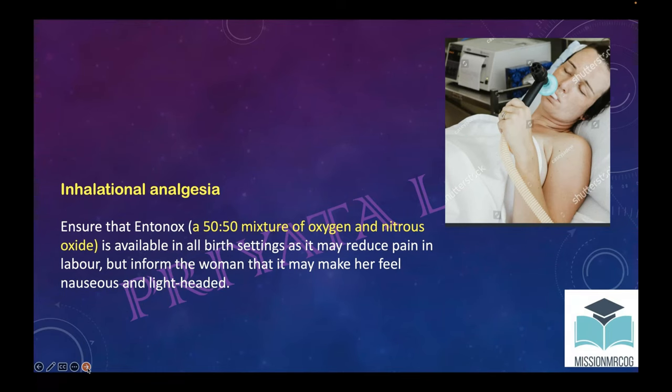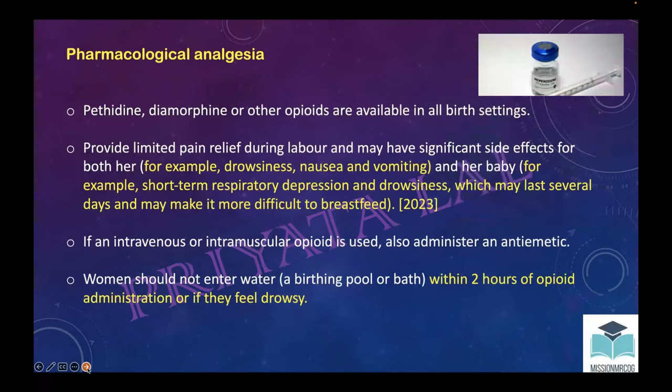Apart from this, now coming to pharmacological analgesia. What we were doing earlier was non-pharmacological. Now about the drugs or medication that can be used. So pethidine, diamorphine, other opioids, they want that it should be there in all birth settings. Usually if this kind of pain relief is given, she may have some problems such as drowsiness, nausea, vomiting. And what can happen to the baby? Baby can have short-term respiratory depression, drowsiness. It may take a few days, or may make it more difficult to breastfeed.